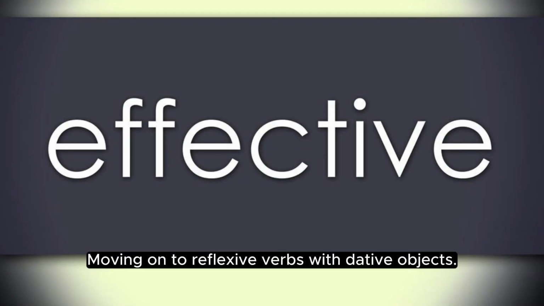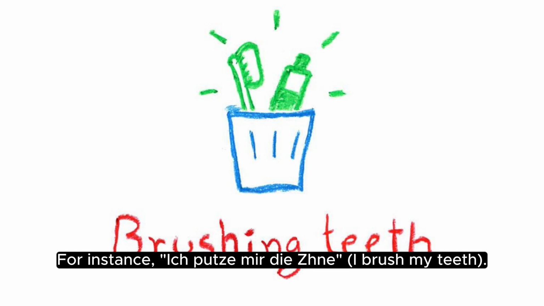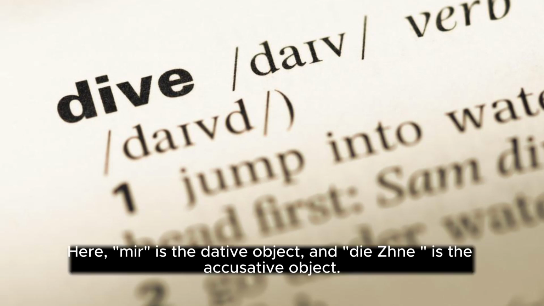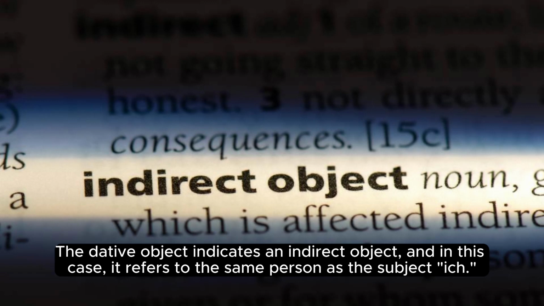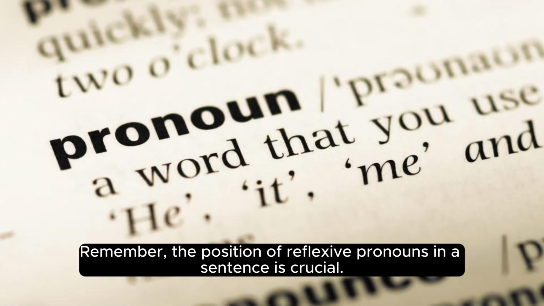Moving on to reflexive verbs with dative objects. For instance, ich putze mir die Zähne, I brush my teeth. Here, mir is the dative object, and die Zähne is the accusative object. The dative object indicates an indirect object, and in this case, it refers to the same person as the subject, ich. Remember, the position of reflexive pronouns in a sentence is crucial.